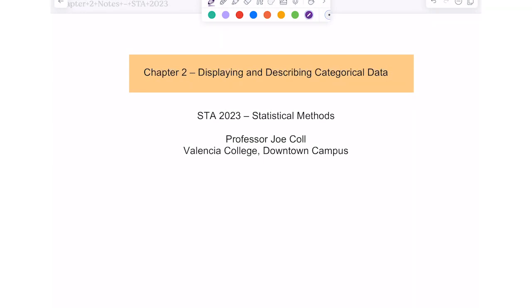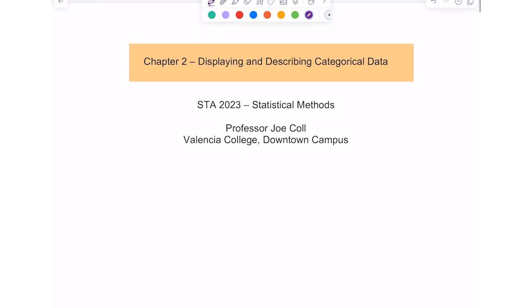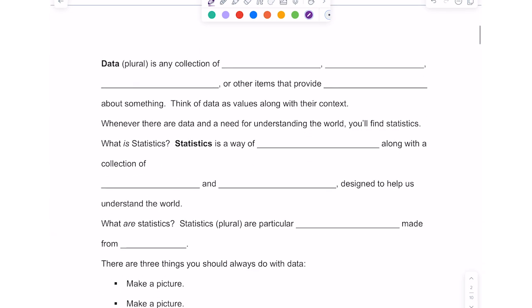In this video, we're going to look at displaying and describing categorical data. Before we really get into how to display and describe categorical data, it's important for us to be able to talk about some vocabulary that you're going to see throughout the course.